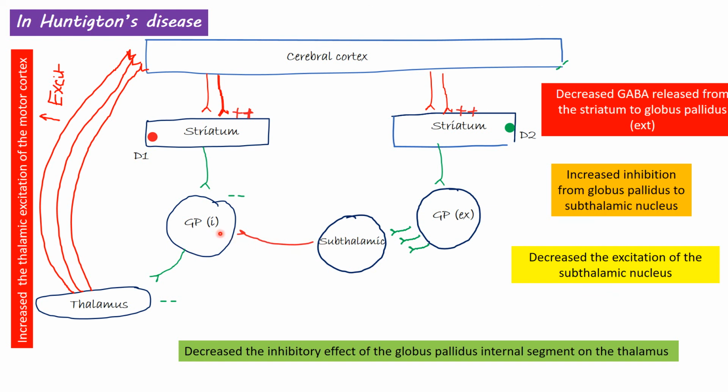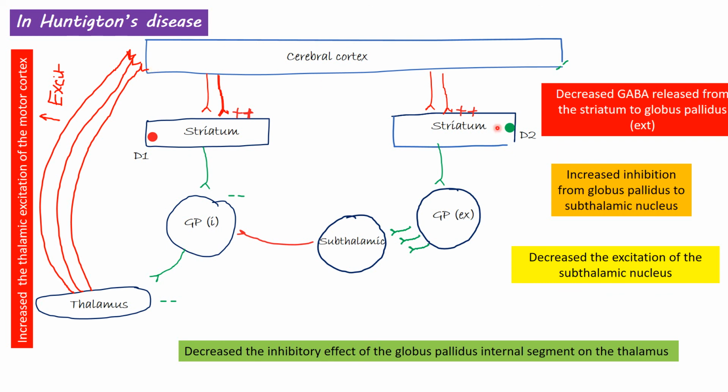And when the globus pallidus internal segment becomes less stimulated, it cannot produce inhibition on the thalamus. There is a decreased inhibitory effect of the globus pallidus internal segment on the thalamus, so the thalamus can produce greater excitation of the cerebral cortex.